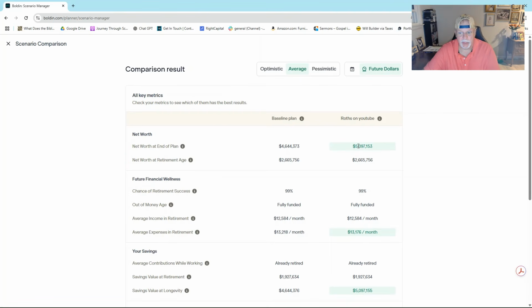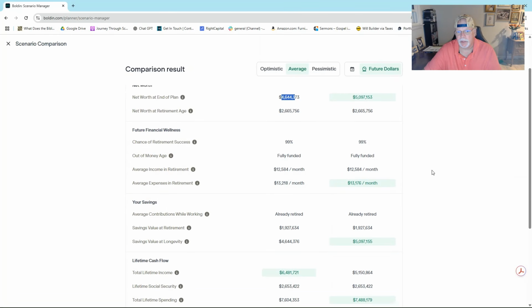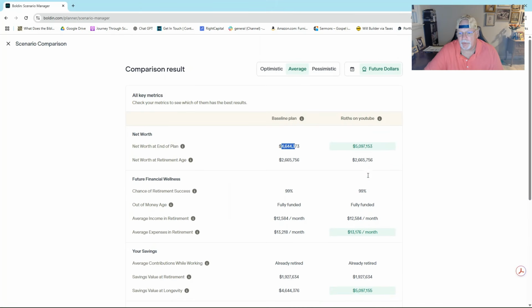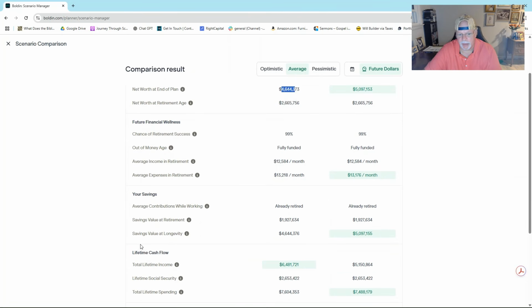This is pretty good. This is a good thing. 5,097,000, even though I'm still a little skeptical of that number, versus 4 million. That's kind of cool. You look down here, average expenses in retirement. So this is a little lower. Now remember, average expenses in retirement, I think, includes taxes. So, that's kind of cool. Not much. I mean, I'm just saving a little bit. I don't know. Seems fine to me.